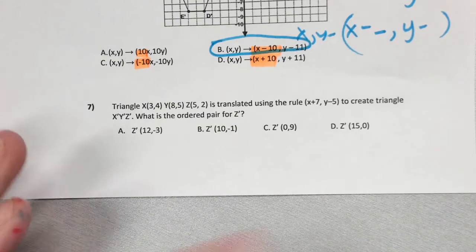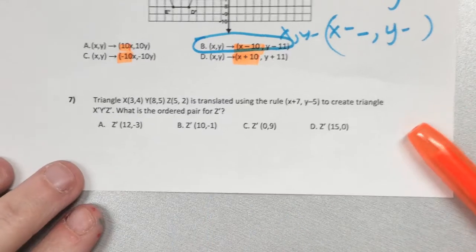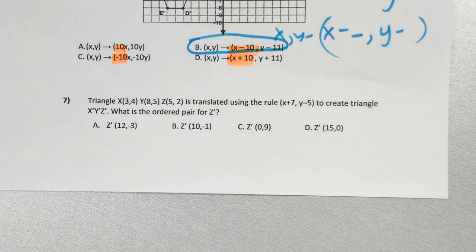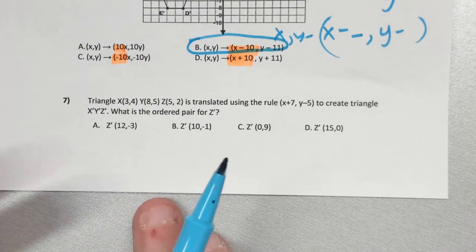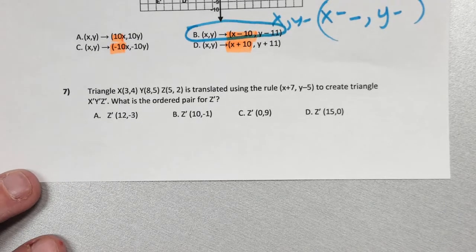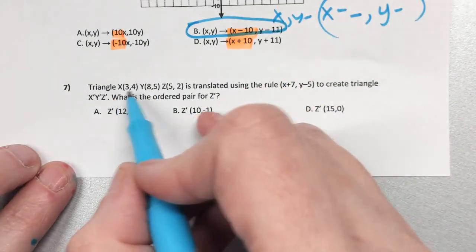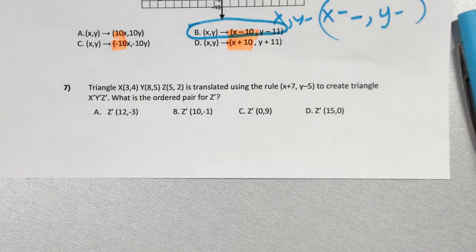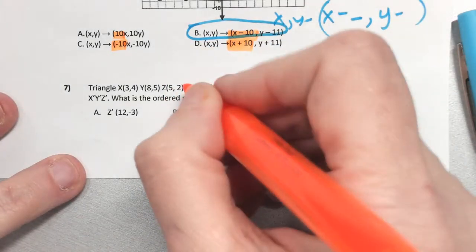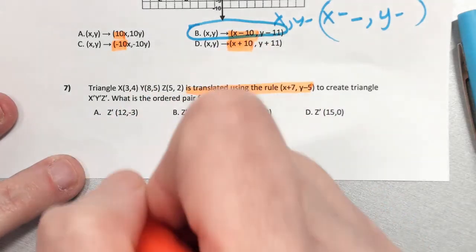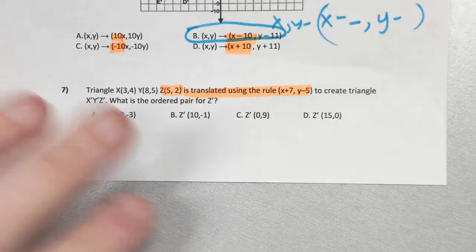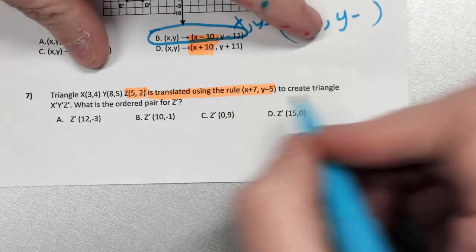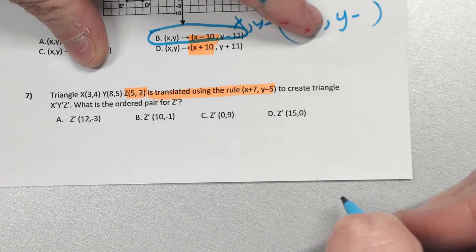So now let's look at this one. This is a little trickier, okay, because for this one, I'm sorry, y'all, we got to do math. I know we're not about that life, but you know what? We are in math, so instead of just drawing arrows and looking with our eyeballs, we're going to have to actually do a little bit of work. But it's not bad, okay? So it says triangle X is translated using the rule X plus 7, Y minus 5. What's the ordered pair for Z?